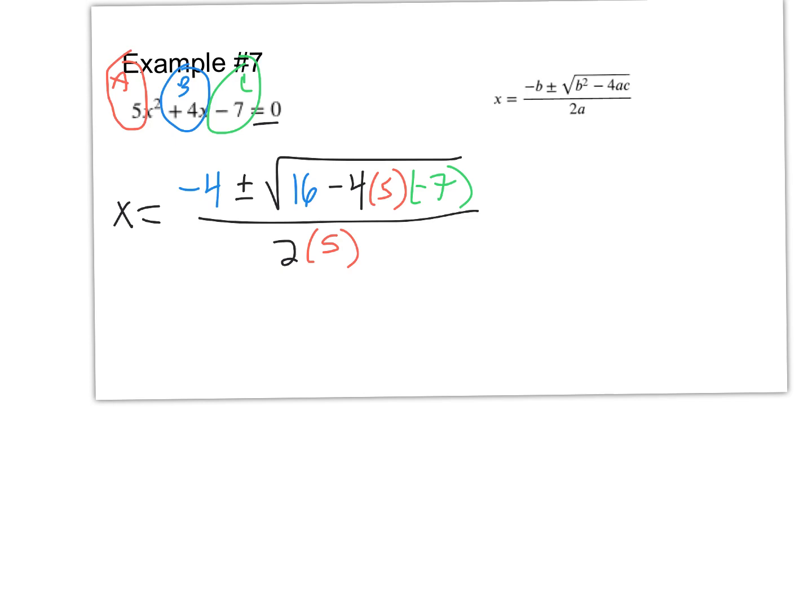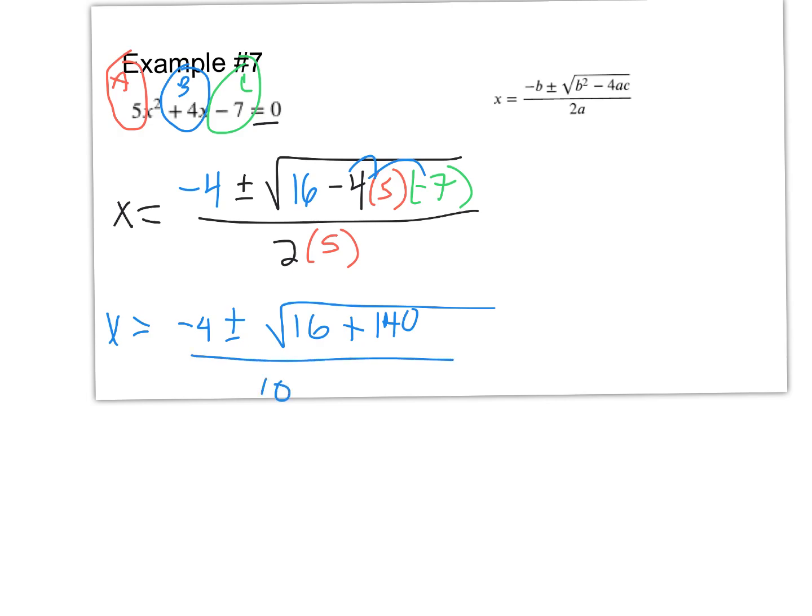Okay, all right, so let's start evaluating. x equals negative 4 plus or minus radical 16. Now, negative 4 times 5 is negative 20, times negative 7 is positive 140. There we go, all divided by 10, because 2 times 5 is 10. Now let's put it together under the radical: x equals negative 4 plus or minus radical 156 divided by 10.